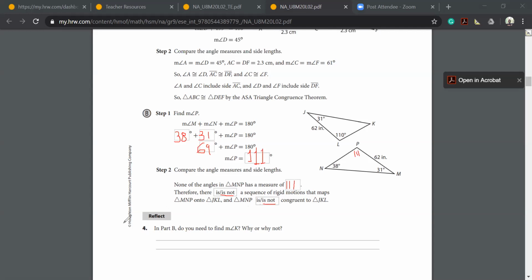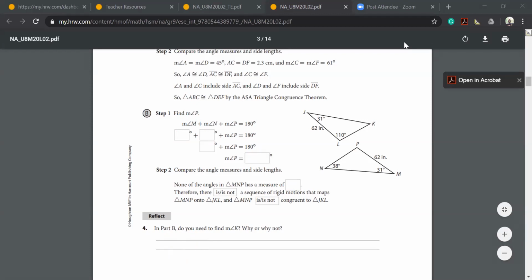Okay. For question 4, in part B, do you need to find measure angle K? Do we need to find it? Actually, no, because already they are not congruent. Of course, we don't need it, because they are already not congruent. Okay, let's clear, and then let's go to the next page.